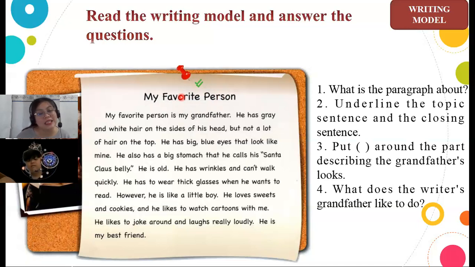What about you, Tien? Do you have a favorite person? I don't know. You don't know if you have one or you don't. I see. Oh, poor you.